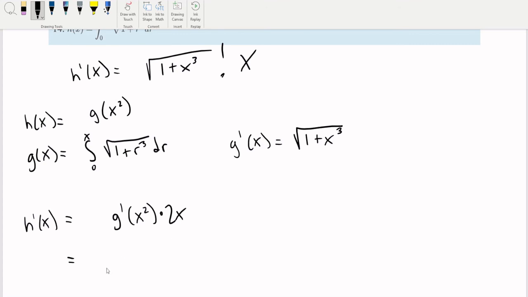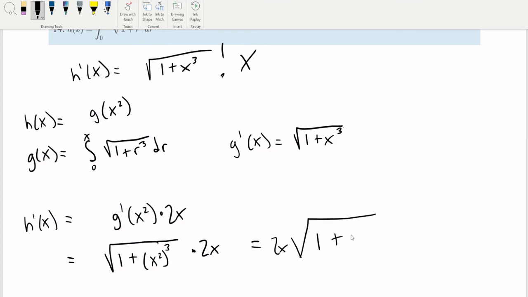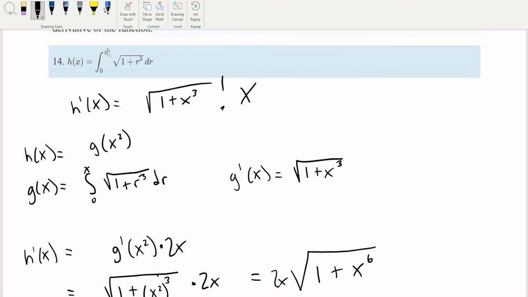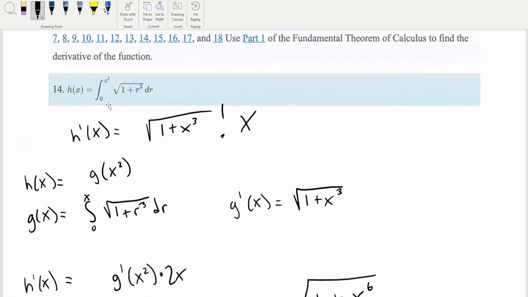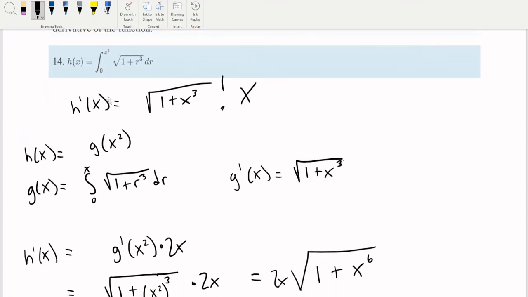So that's 1 plus, now instead of x cubed, I don't plug in x, I plug in this x squared. Boom. Times 2x. Which, of course, you can rearrange if you want, try to write it a little bit nicer. There you go. That's my derivative. So chain rule. Big important piece. If you see this is not just x, you're going to use the chain rule. But if you think of h as a composition of functions, then it's really not too bad to go through this chain rule.